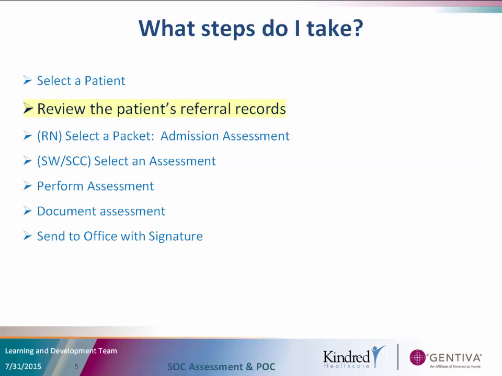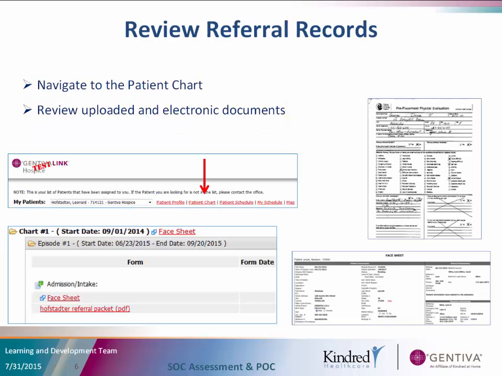The next step is to review the patient's referral records. This means reviewing patient information prior to the assessment of the patient. This review helps you prepare for the assessment. This information can be found on the patient's face sheet or in the patient's chart. You will want to review the patient's consent information, the H&P, and other documents that should be loaded to the patient's chart. In the system, the face sheet is called the patient profile.